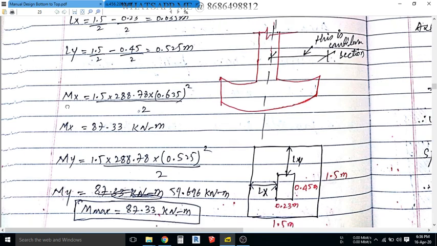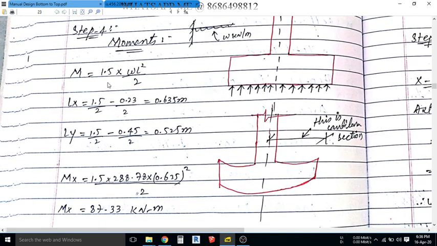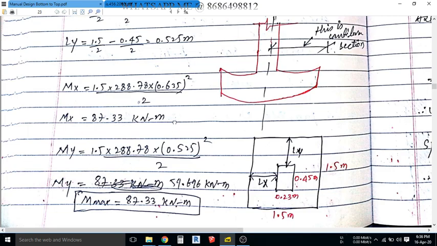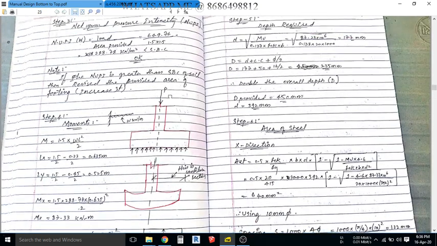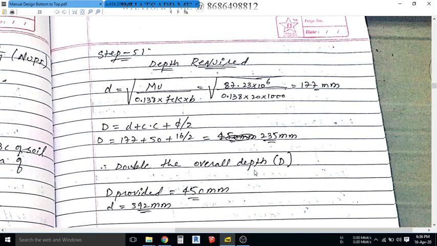And then you'll be having MX and MY, and you already know the meaning of MX and MY here. It's W L squared divided by 2, and the L will be varying, like LX will be there and LY will be there. So just substitute the values, you already know the W, and you get MX and MY. After doing that, we need to move on to the next step, that is the depth required, and we'll see that in the next tutorial.